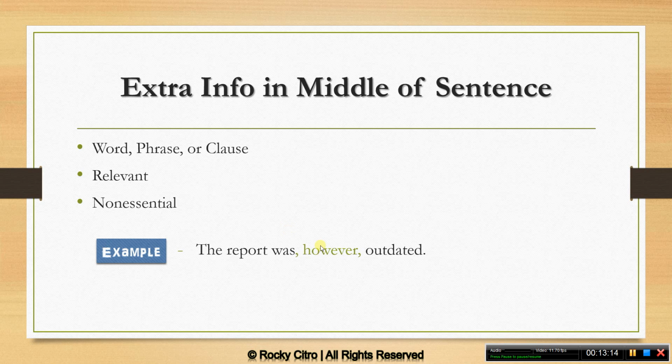And the idea here is that "however" is not essential. It interrupts the flow of the sentence. It's extra information. For these reasons, we need to add commas around it. Let's do a quick test and take it out. The report was outdated. We still have the fundamental idea. We haven't lost the idea. We haven't created a grammatically incomplete sentence. So we know this is just some extra info. It's not essential, and we have to put commas around it.